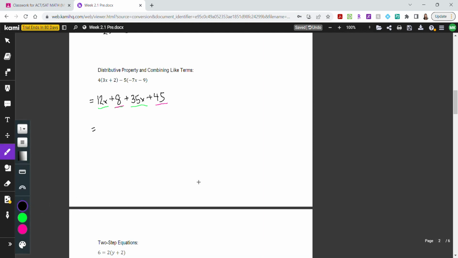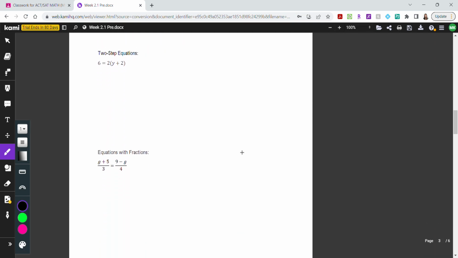So 12x plus 35x is going to be 47x. 8 plus 45 is going to be 53. All right. And so once we have expressed the expression completely, because that's the normal instruction that they generally give for these type of questions, we are going to get 47x plus 53. All right. Now on to the next thing, two-step equations.